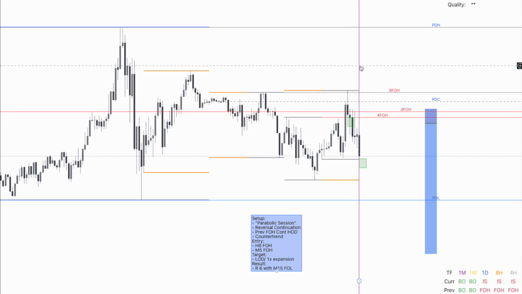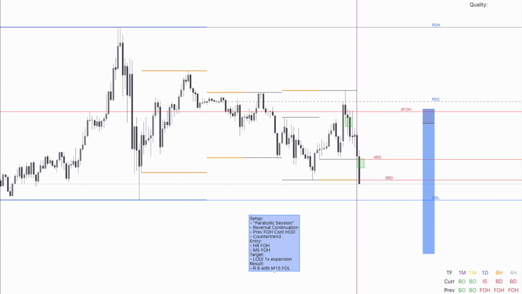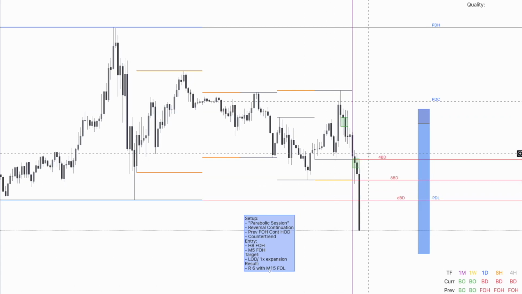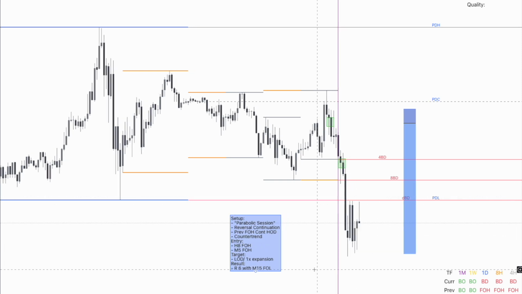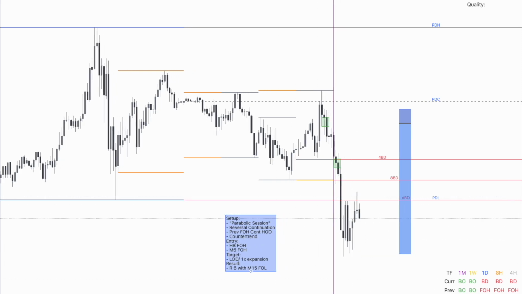I wait here for the purple line, the 3rd hour typically, and here you would have the continuation trade breaking down from the 4-hour as a continuation entry. So you see here 4-hour breakdown, then the 8-hour breaks down, then the day breaks down, and there is the question, what is your exit signal? I typically wait for the 15-minute fake out low.